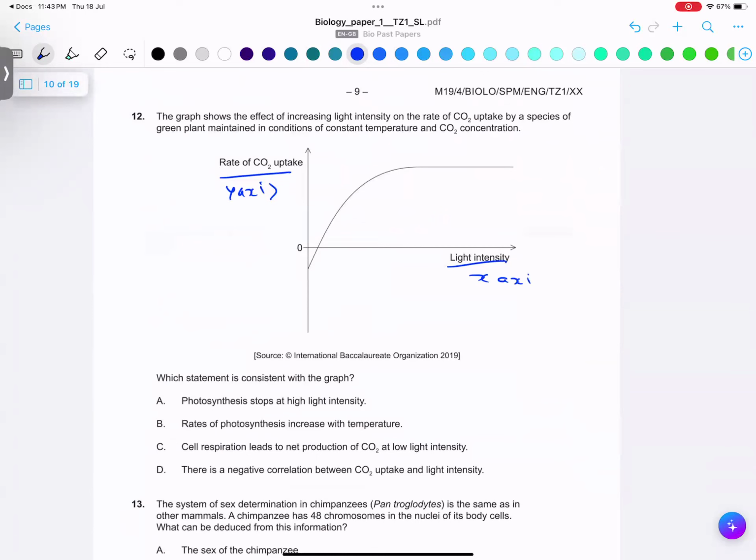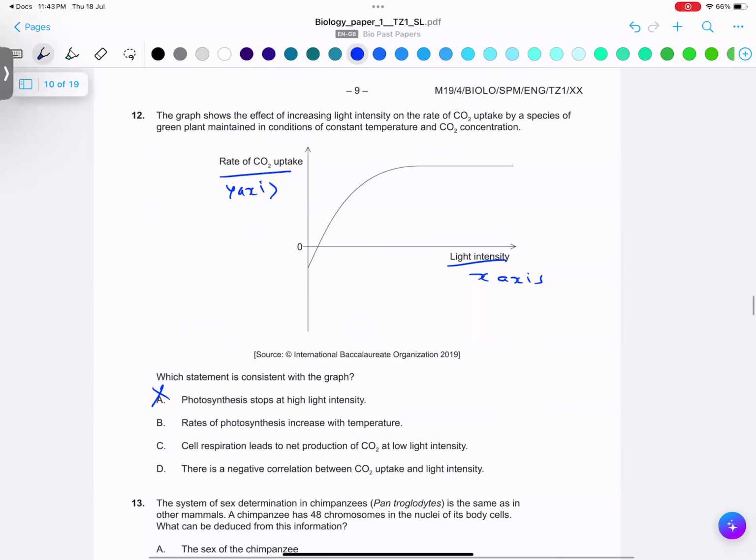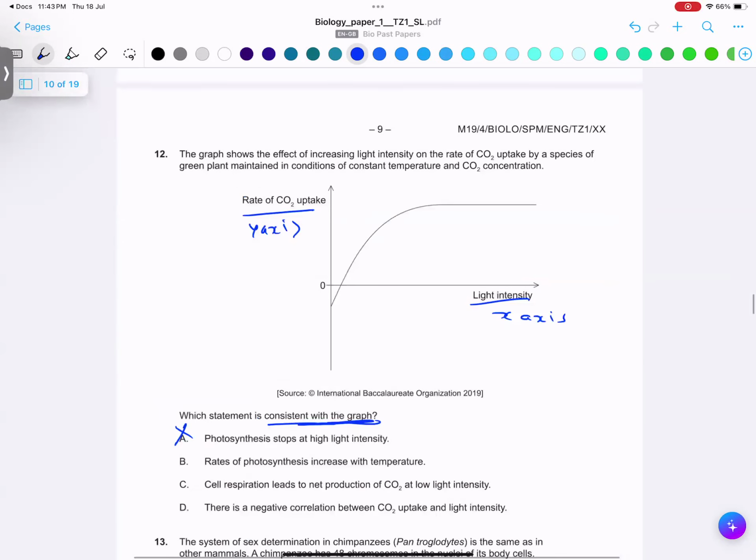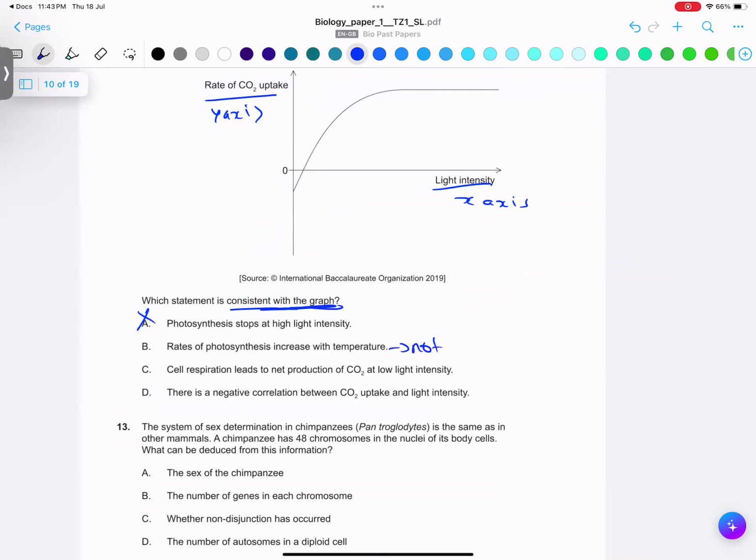So here they say photosynthesis stops at high light intensity. Technically photosynthesis does not stop, but there's enough light, like it's saturated, that's why it forms a plateau, which is not that it stops, but just the rate can't increase. So this is false. Rate of photosynthesis increases with temperature. This is true to a certain extent, but this is not answering the question, because, like I said, it has to be consistent with the graph. B is not consistent with the graph, okay?